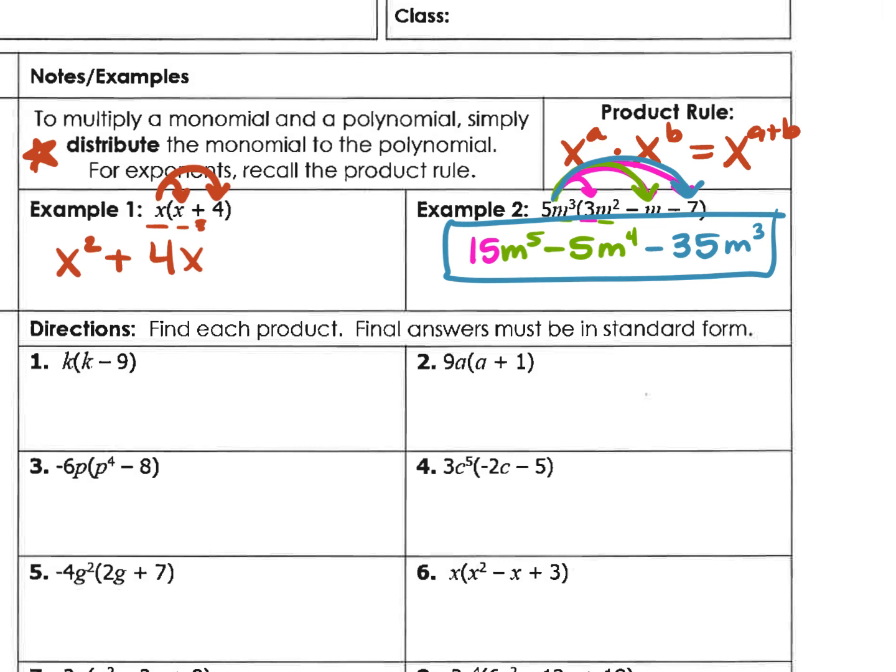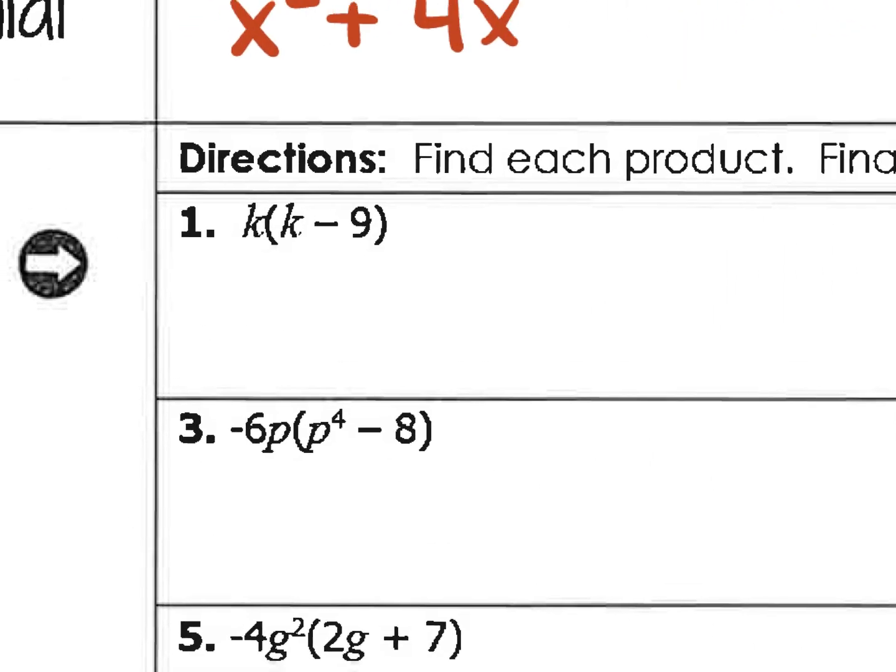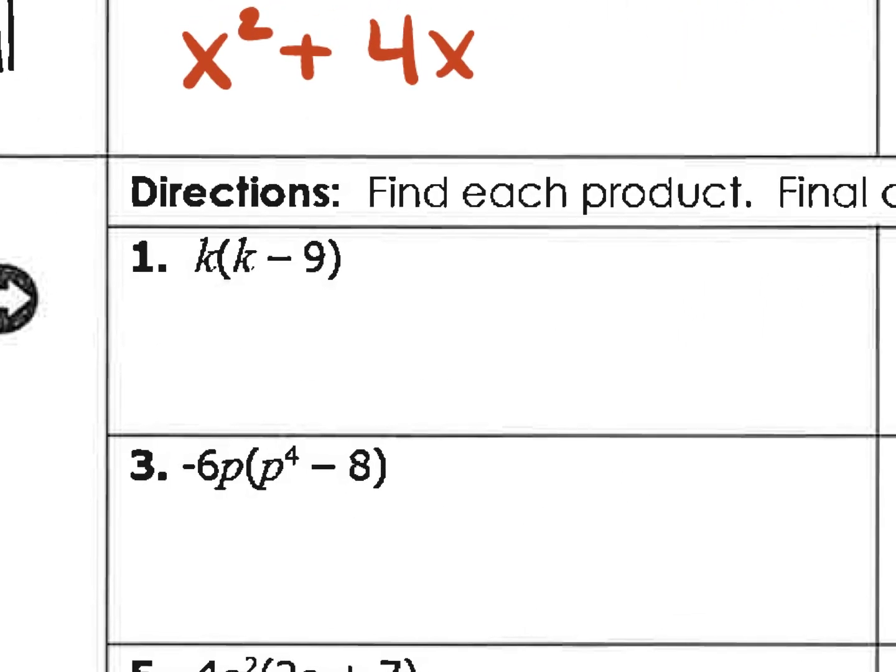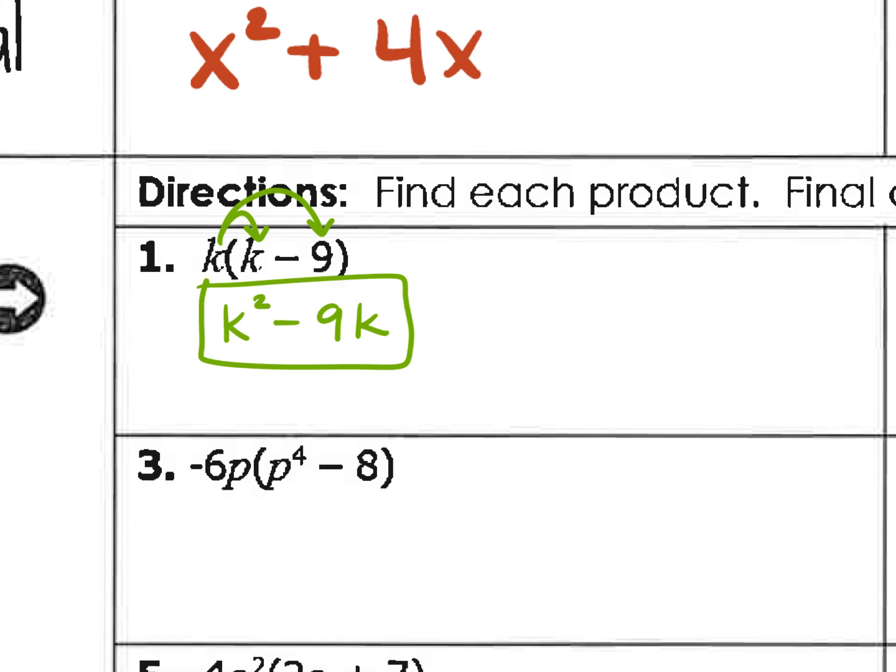Okay, so let's just try a few of these. We're not doing anywhere close to all of these, but we're going to just try a few. Take a look at this first one. Number 1. Tell your neighbor what you get when you multiply k by k minus 9. So what'd you get? K squared. K times k is k squared. K times 9 is 9k. We are subtracting 9k. Is that what you got? Pretty straightforward, right?